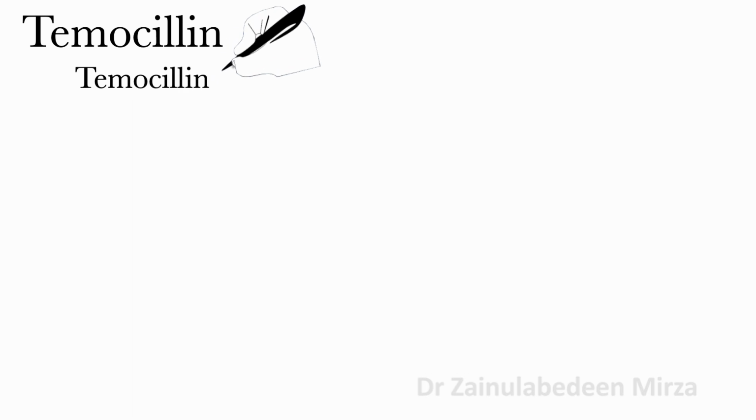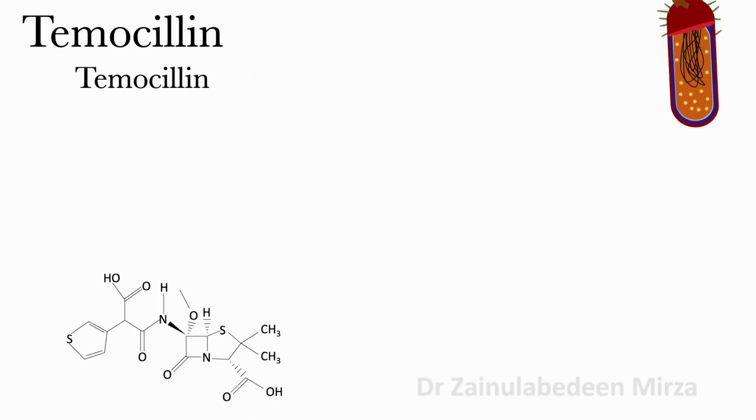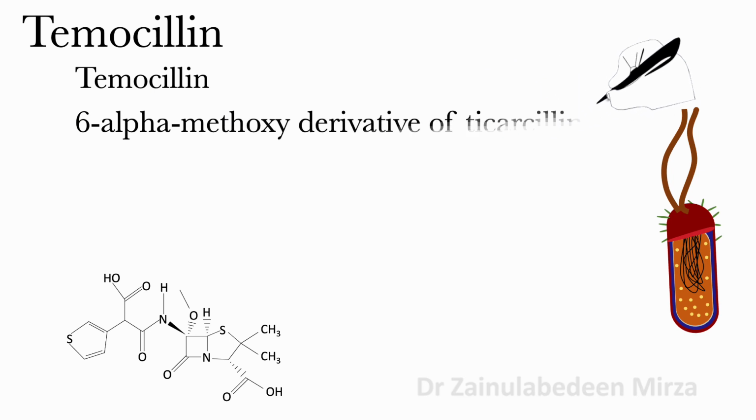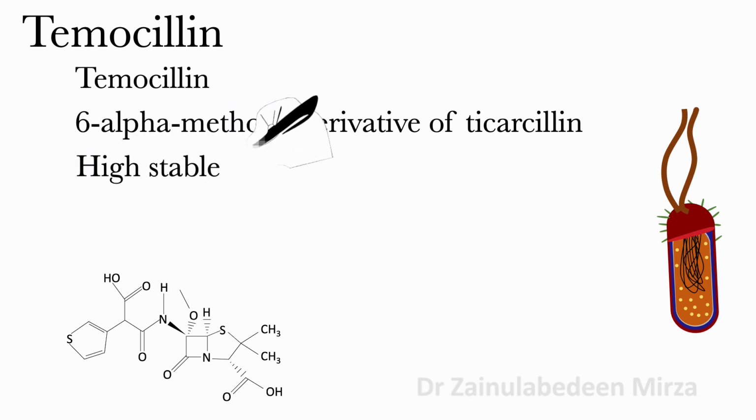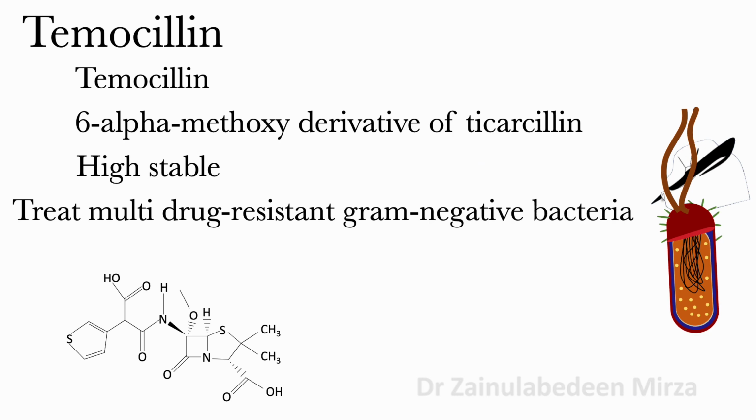Temocillin is an antibiotic which is a semi-synthetic 6-alpha-methoxy derivative of ticarcillin, and it is highly stable to most beta-lactamases, except metallo-carbapenemase, OXA-48. It is used primarily for the treatment of multiple drug-resistant gram-negative bacteria.